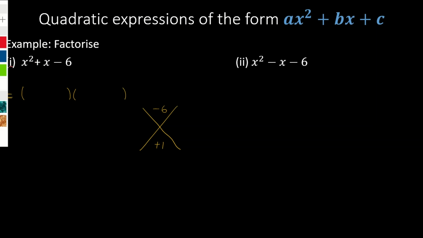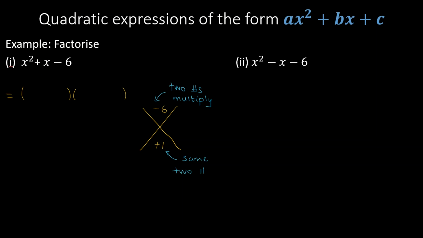Now we must think of two numbers which when we multiply give negative 6, and the same two numbers which when we add give positive 1. So what are these two numbers? Let us see.